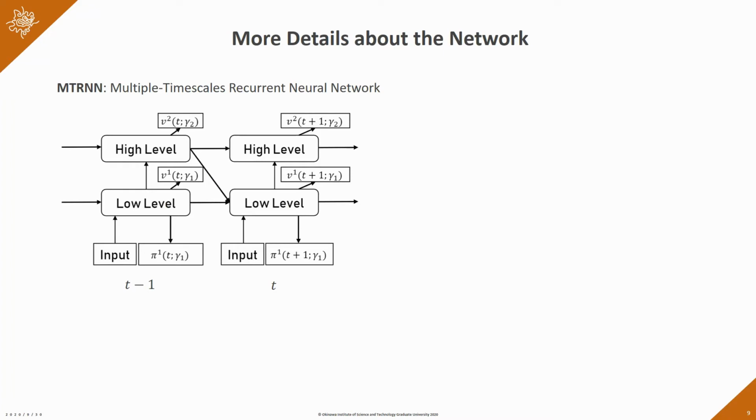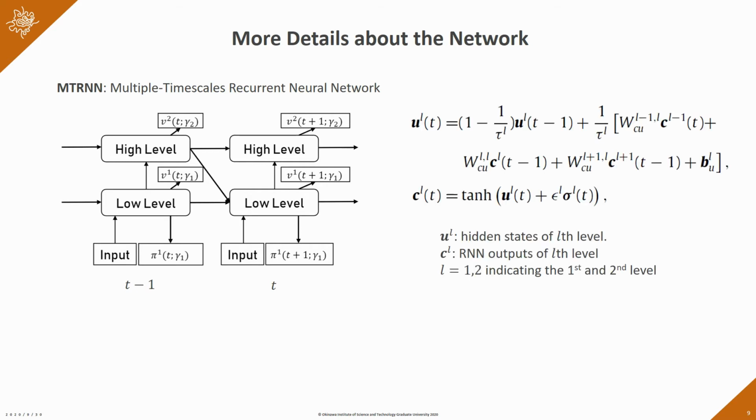Here are more details about the network, which is also known as a multiple timescales recurrent neural network. The hidden state of the L-th level is indicated by U_L, where L equals 1 is the lower level and L equals 2 is the higher level. The parameter tau_L indicates the timescale of the L-th level neural dynamics, which is 2 for the low level and 8 for the high level in this work.